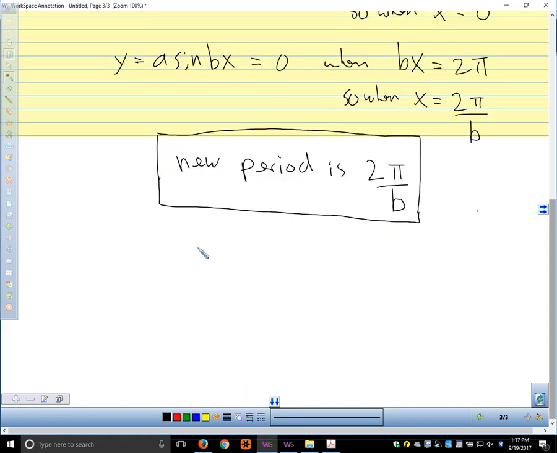And we still get key points every quarter period. The period is just different. So let's look at an example of sketching a graph when we have a period change.